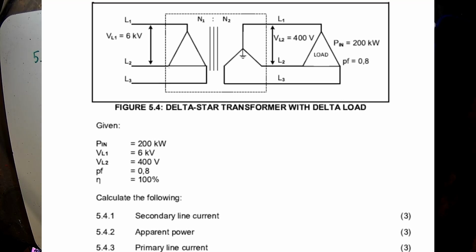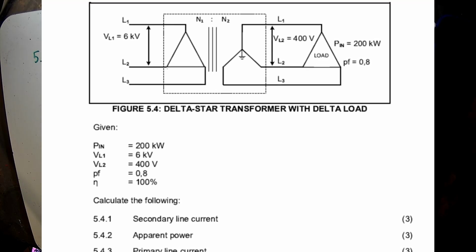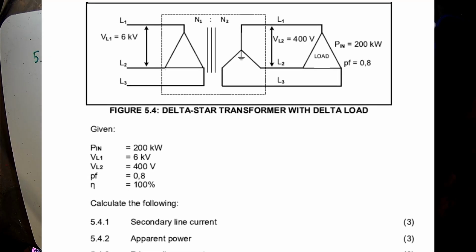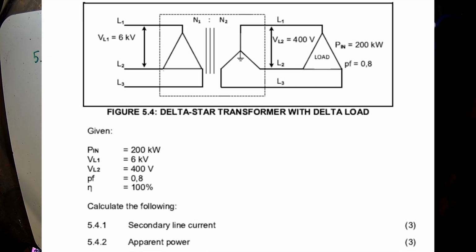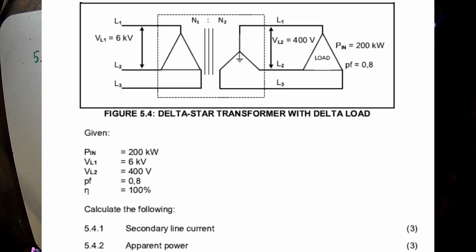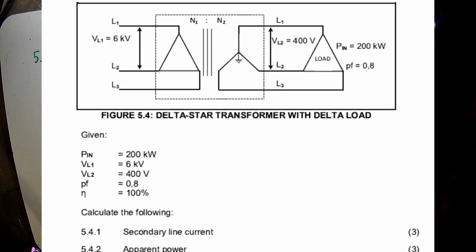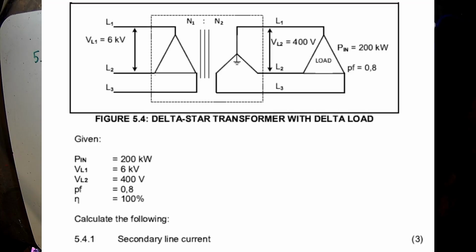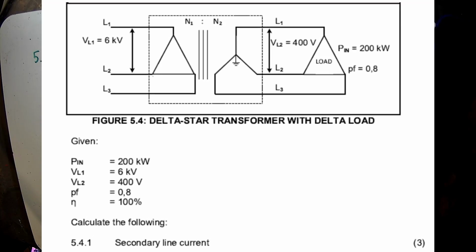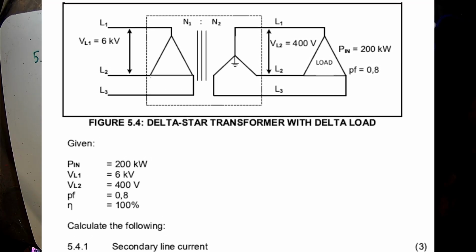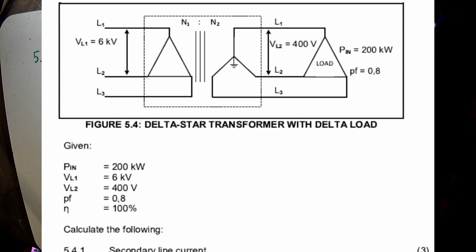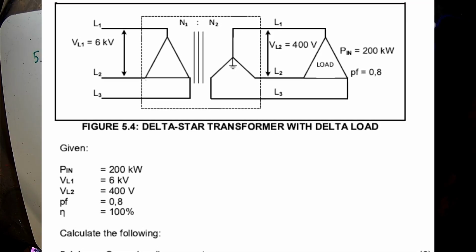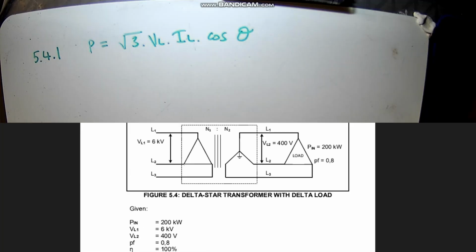We also have the secondary line voltage, which is 400, and the question is asking us for the secondary line currents. So obviously you have to use two secondaries. You can't use one secondary and one primary. And we also have something called PF, which means power factor, and power factor is cos theta. Do note that PF is equal to 0,8. That is not the angle, that is cos theta. So this is the formula that is used most of the time.